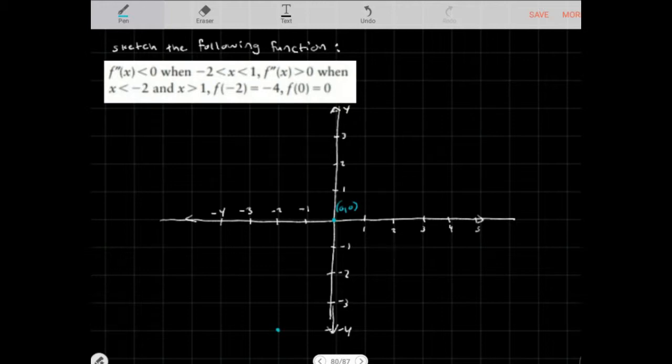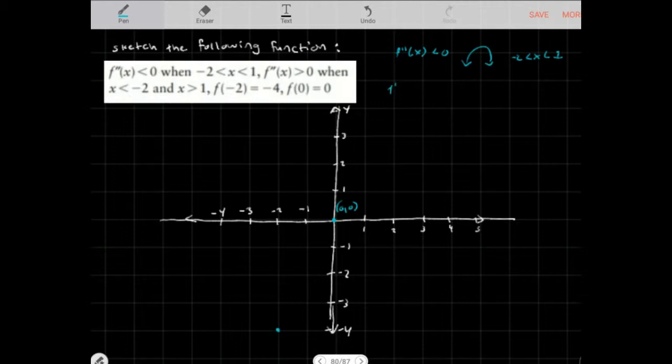Okay, and we can understand that f double prime of x less than 0 means that the graph should be concave down between x's greater than negative 2 but less than 1, right? So if the graph is concave down between negative 2 and 1, we should see that it could either be sloping this way or that way, right?